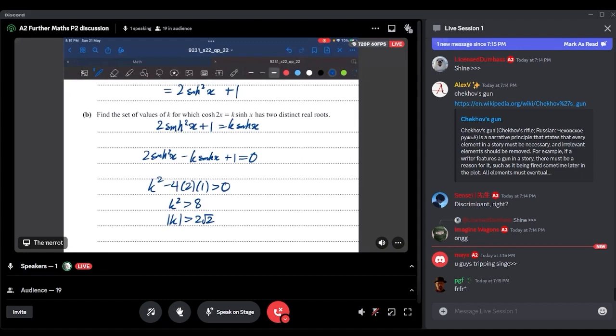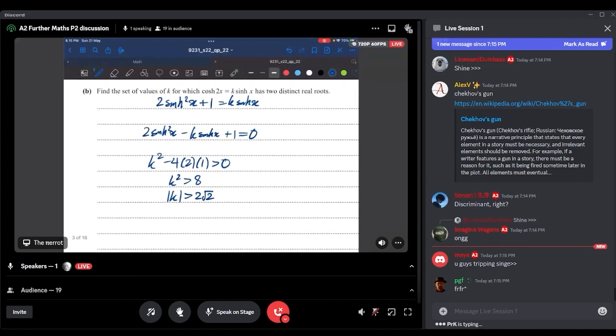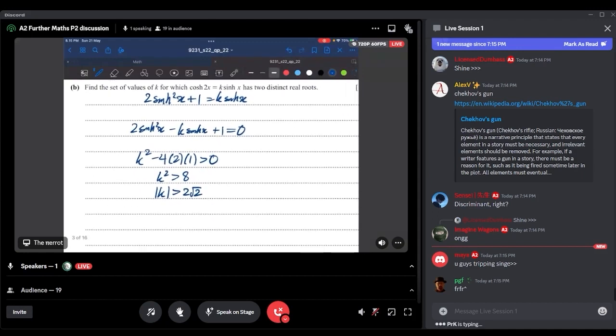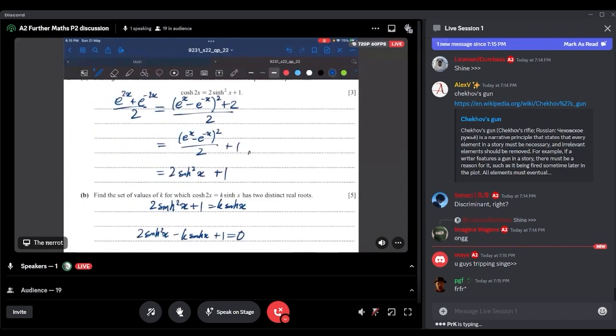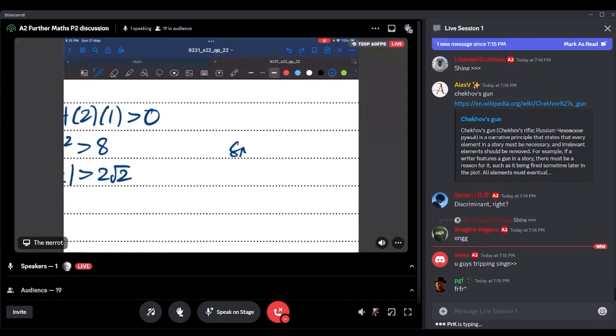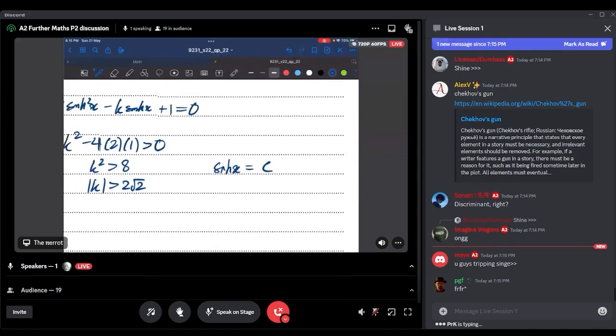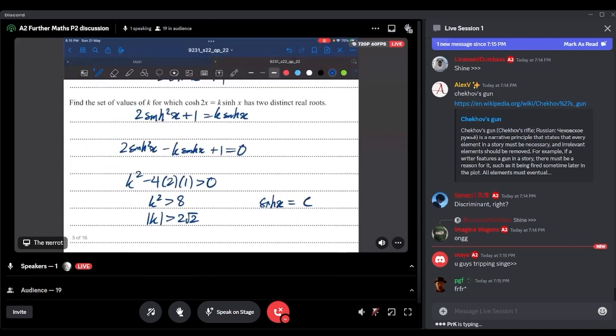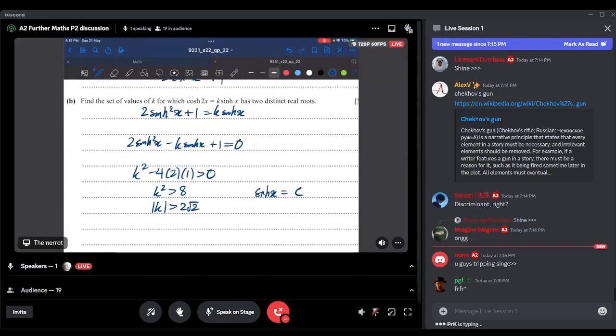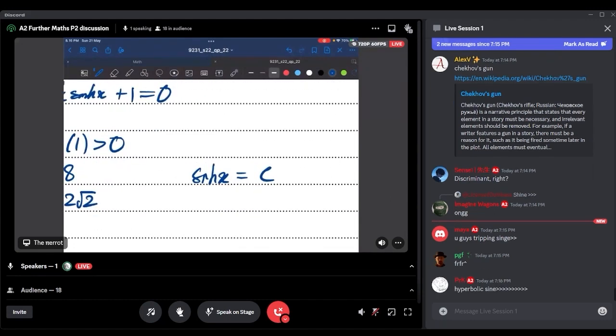Right, and so why does it work here? Well, first of all, when you solve for sinh in this case, you'll get sinh x is equal to some constant. Let's call it c. And we know that there's actually two values, so let's call it c1 and c2.